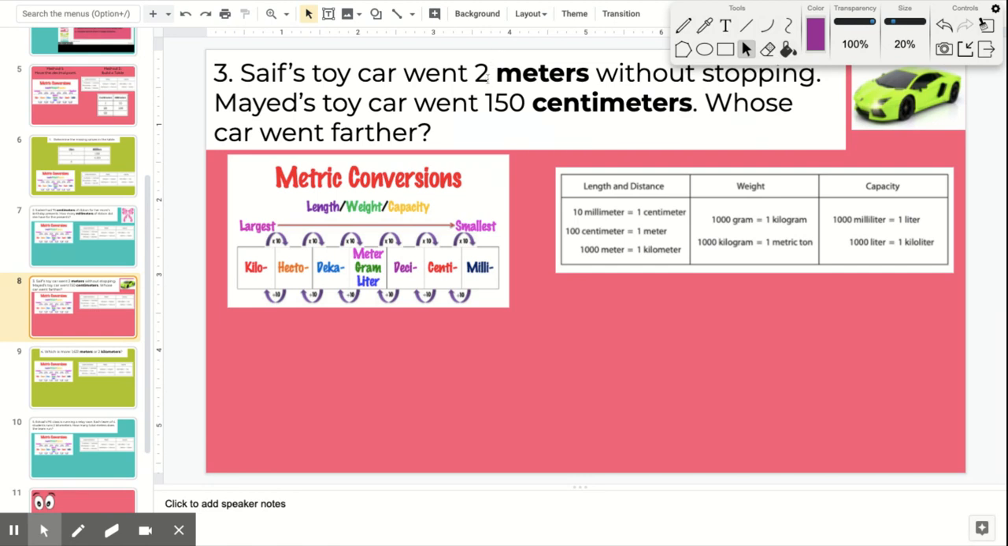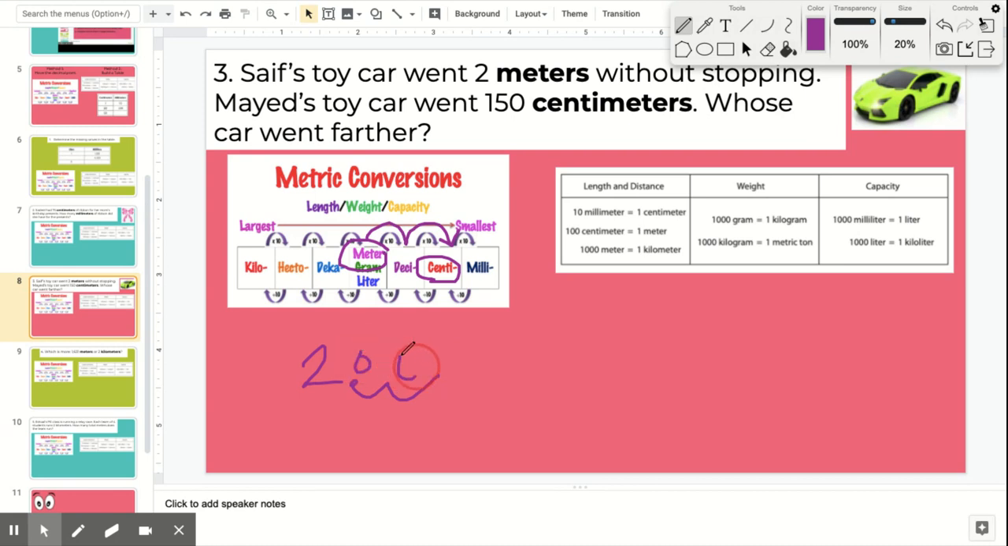You either have to figure out what 2 meters is in centimeters, or you have to figure out what 150 centimeters is in meters, okay? So a couple different ways you could do that. So I'm gonna start using the chart, and I think it'd be easier to take 2 meters and change it to centimeters. So I would start in the middle of the chart, and centimeters is right here. So it's 2 jumps over to the right. So that means I moved the decimal point 2 places over to the right.